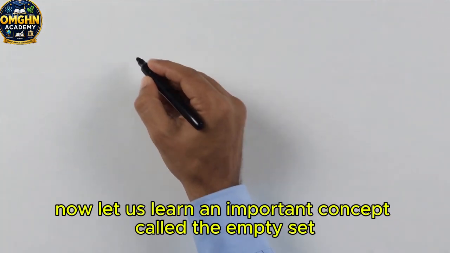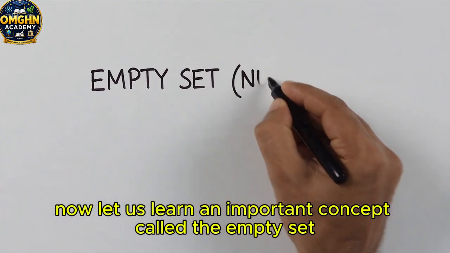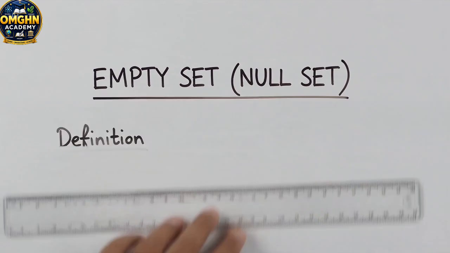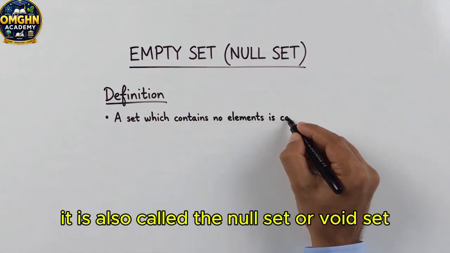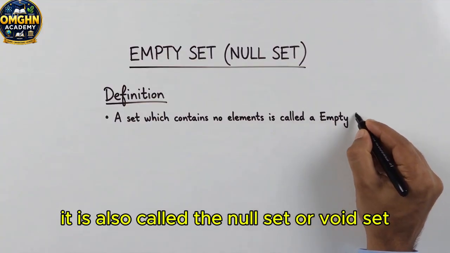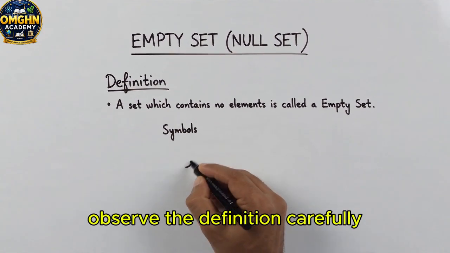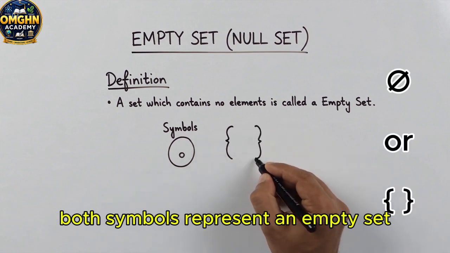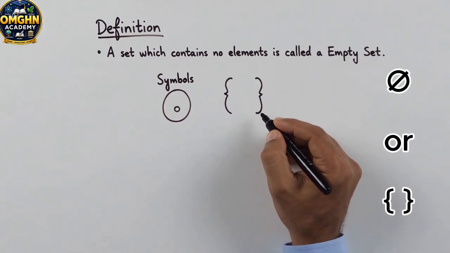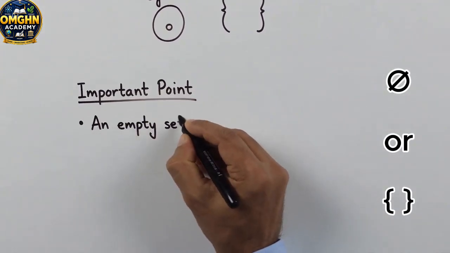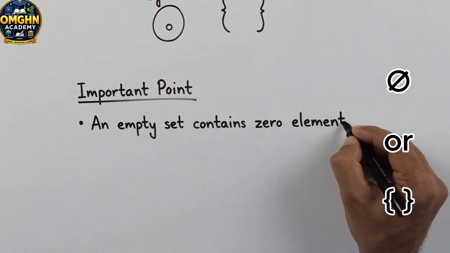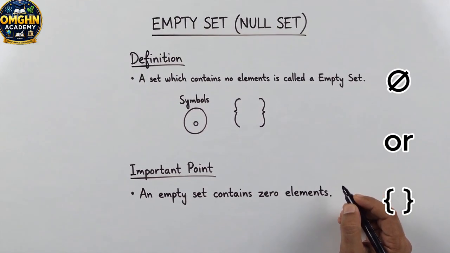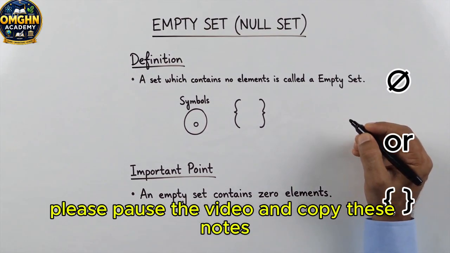Good students, now let us learn an important concept called the empty set. An empty set is a set that contains no elements. It is also called the null set or void set. Observe the definition carefully. Both symbols represent an empty set. Please pause the video and copy these notes.